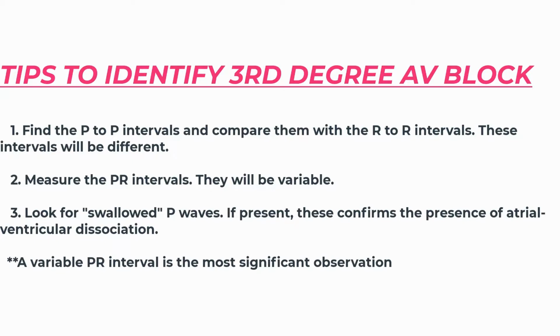Always measure the PR intervals whenever you suspect an AV block. Third-degree AV block can be identified because of the variability in the PR interval. This variability in the PR interval may also be reflected by some P waves appearing to be swallowed by the QRS complex. An inconsistent PR interval leads to the diagnosis of a complete heart block.